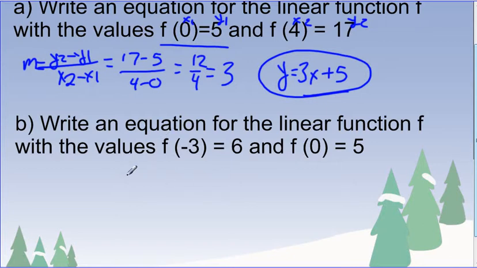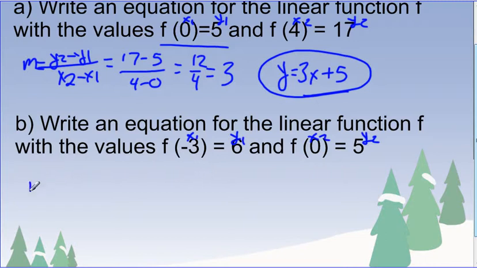Letter B. Same thing. We've got our x value, y value, x value, y value. And because I know I'm going to have to find slope, I'm just going to go ahead and label this as x1, y1, x2, y2. So now let's do it. We've got to find slope. We've got to find intercept.